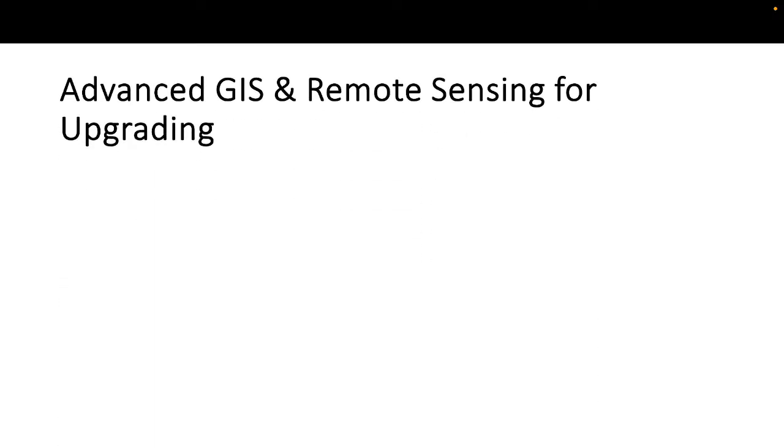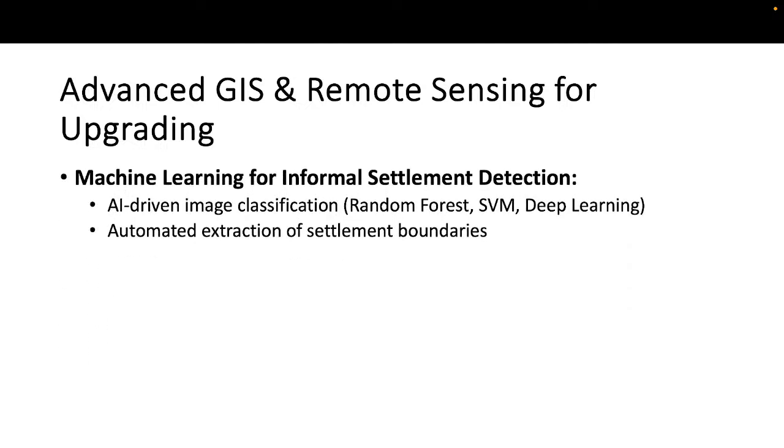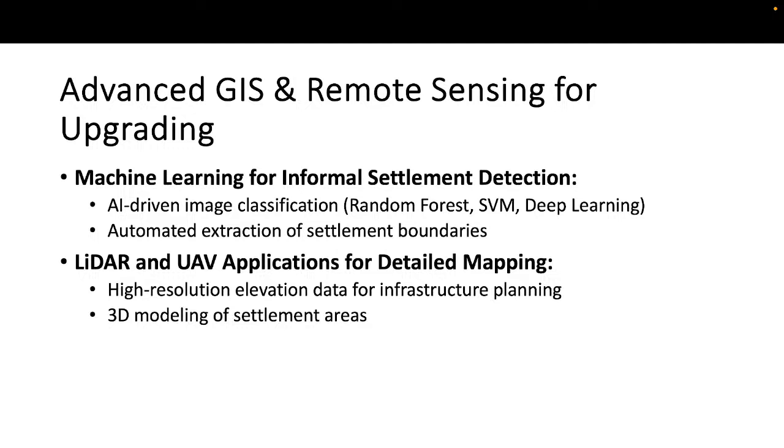With advanced GIS and remote sensing, we also use machine learning for informal settlement detection, such as random forest, support vector machine, or deep learning. We also use automated extraction of settlement boundaries, and LiDAR, which is very advanced.